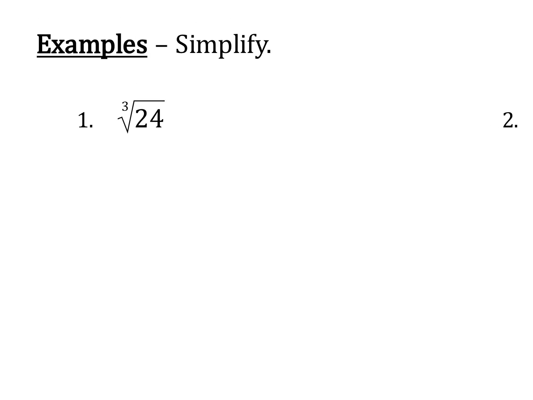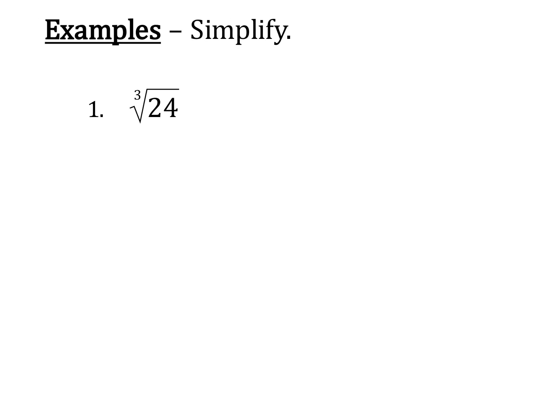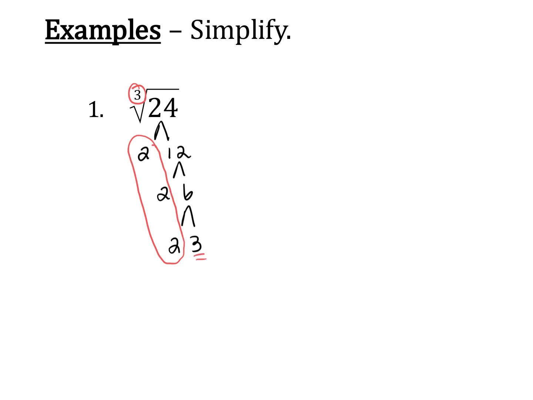Let's look at our first example. It says the cube root, an index of 3, of 24. The very first thing we're supposed to do is split this out. Using your cheat sheet, I know I can divide by 2: 12, 2 and 6, and 2 and 3. This time I'm looking for 3 of a kind, and I have three 2s, and I'm left over with a 3 underneath.